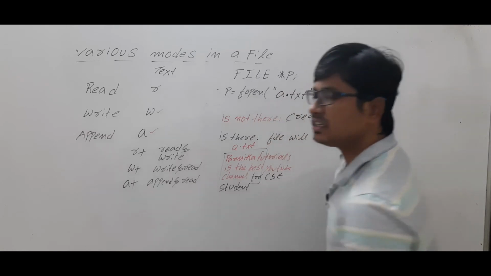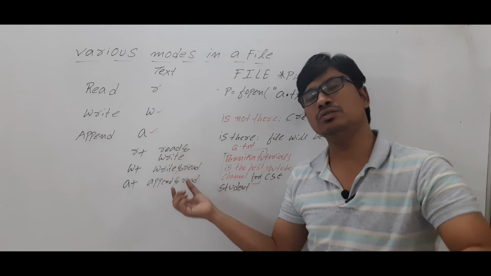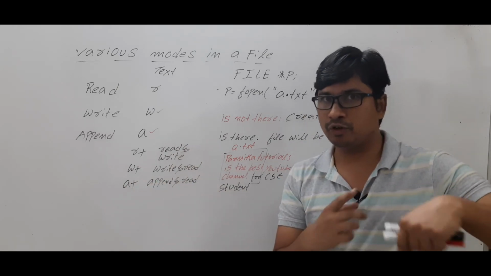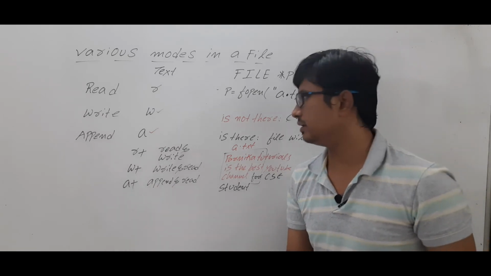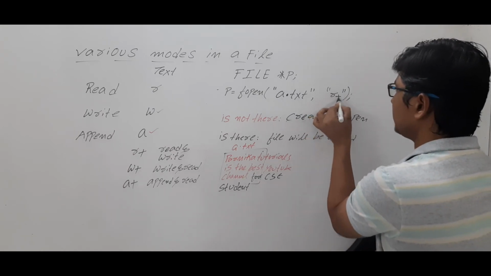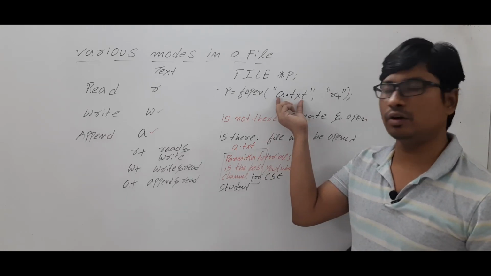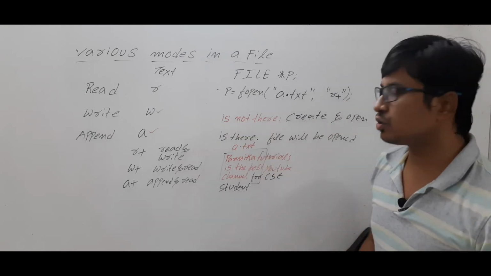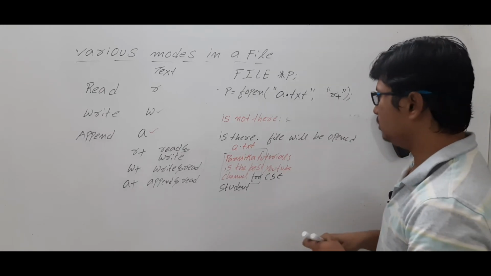So if it is R plus, you can open the file for reading and also for writing the information. W plus means you can open the file to perform write and also read. If it is A plus, append and also read. Now let me talk about the R plus mode, which is read and write. You have specified the file name as a.txt and the mode R plus. If the file is not there, then it will return a null value.